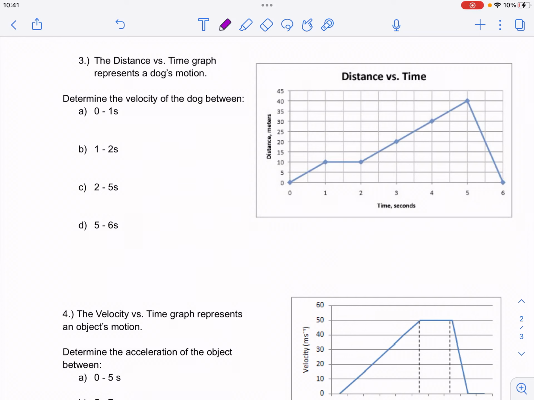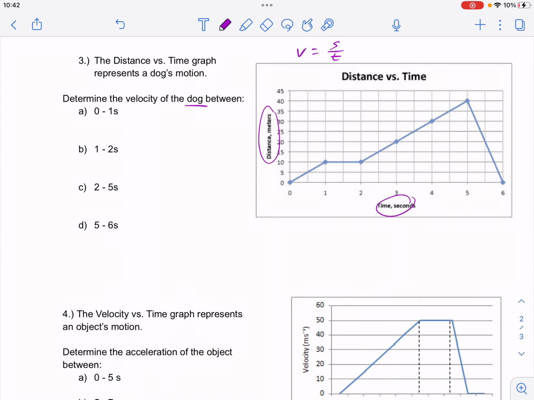Okay, question 3. So we have a distance versus time graph. It's of a dog. And so now we want to calculate velocity. So velocity is going to equal slope on this because velocity is going to be our position over our time. And so we've got our position, we've got our time.